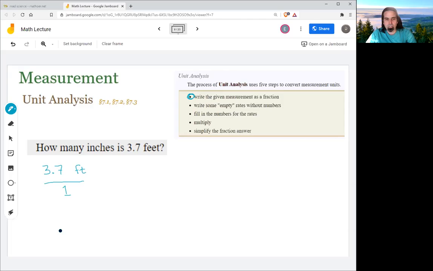So far, I haven't had to make any choices. There's really nothing I could do wrong if I'm having a tired brain time because my brain is shutting down because I'm on a math test or I'm staying up too late. This is a good thing that so far I can't really mess up. Then I want to write some empty rates without numbers. I want to make canceling happen. I have feet on top and I can only cancel if something is on top and something is on bottom. So my next feet has to be on bottom. Can I change from feet into inches right away? Yes, I know how many feet go into inches.